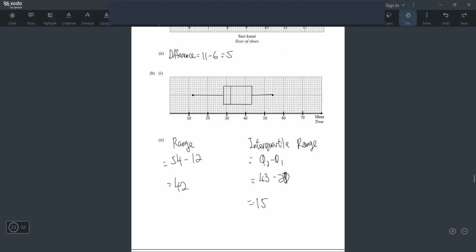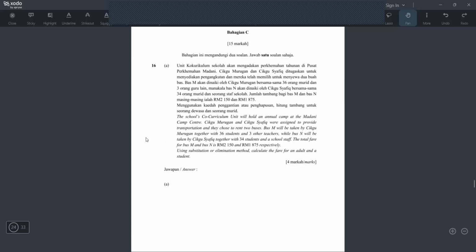So let me check with the answer. 42, 15, correct. 2 kotak, 2 kotak, 3 kotak. And then, yep, everything is good.